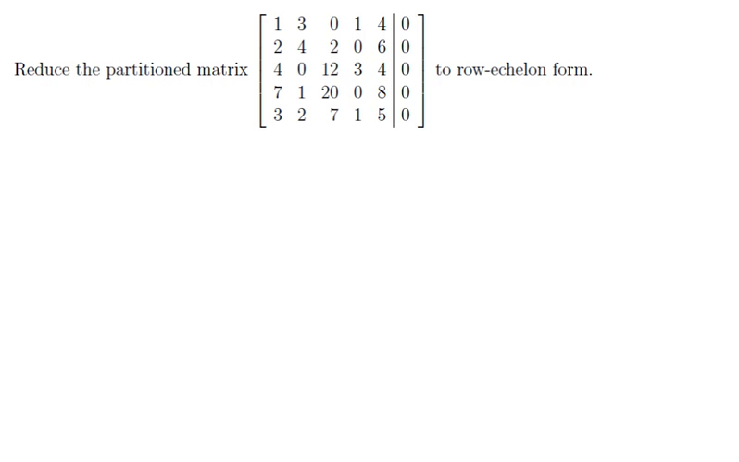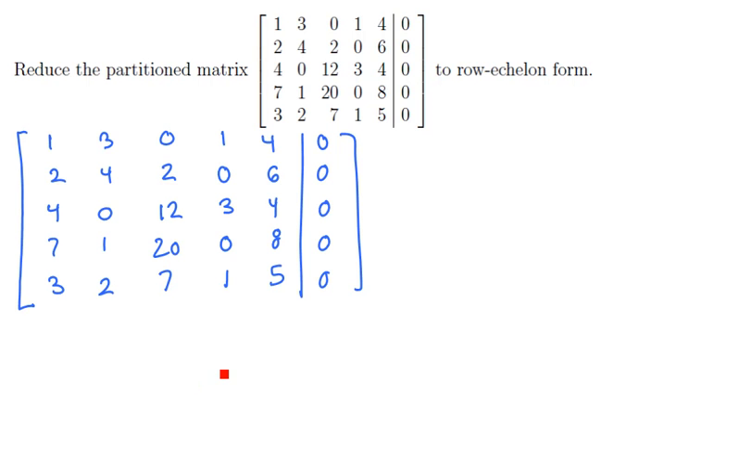Reduce the following partitioned matrix to row-echelon form. Let's start by copying the matrix down. Now our goal is to get zeros in strategic places. For example, using this leading 1, we would like to get zeros in all of the entries underneath it by taking the first row, scaling it by different values, and adding it to the other rows.